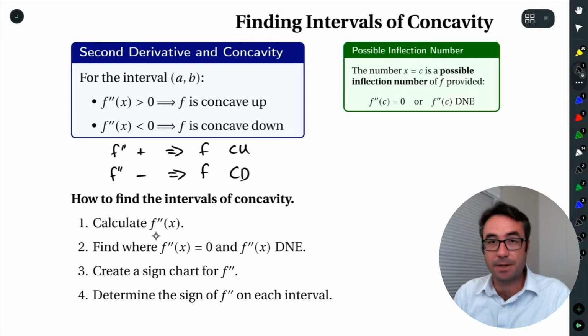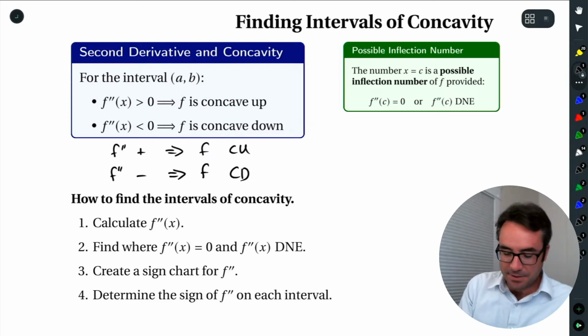So let's read through the steps that we're going to go through. The first step will be to calculate the second derivative. If we want the sign of f double prime, we first need to know what f double prime is, so we have to calculate it. The next thing is we need to figure out where the second derivative is either 0 or undefined. And those are the places where it can actually change signs.